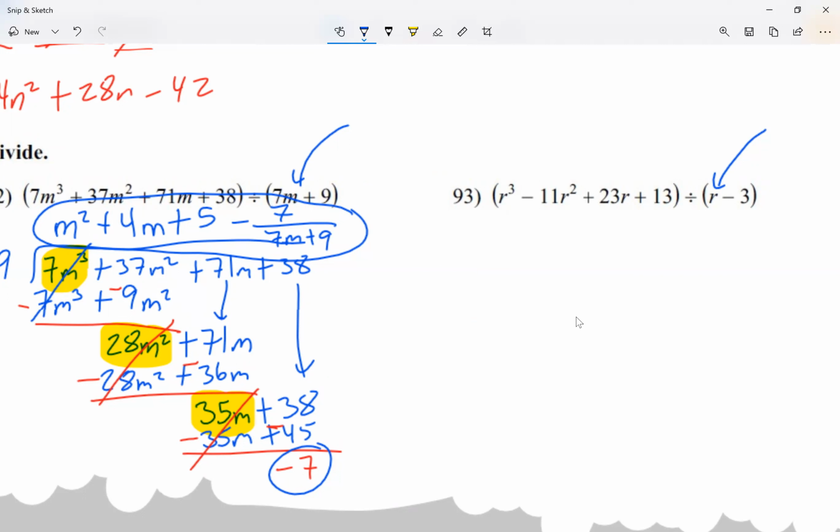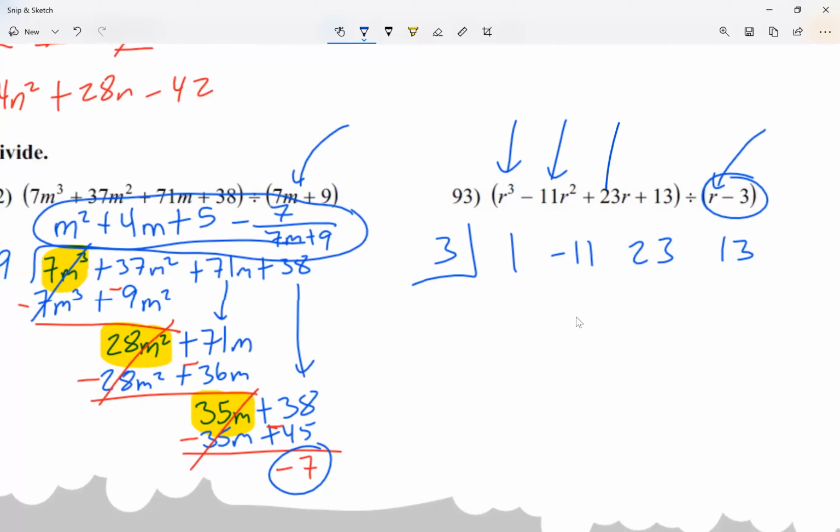Okay, so instead of a -3, see, it says r -3. Instead of a -3, let me put a +3 here. Notice I switched the sign. And then here I'm going to write the numbers 1, -11, +23, and +13. You guys see where those numbers came from, right? +1, -11, +23, and +13.